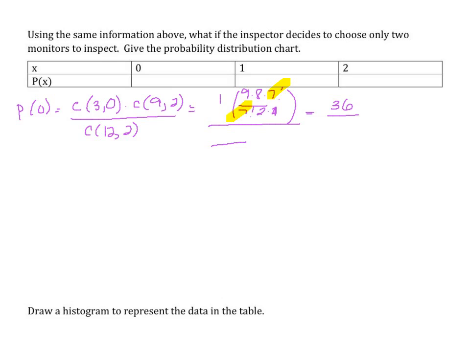12 minus 2 is 10, so we can stop at 10 factorial. So then 2 times 1, so 12 times 11 times 10. So our 10s cancel. And if I did 12 times 11 and divided it by 2, we would get 66. Reducing our fraction, we would get 6 over 11. Oops.